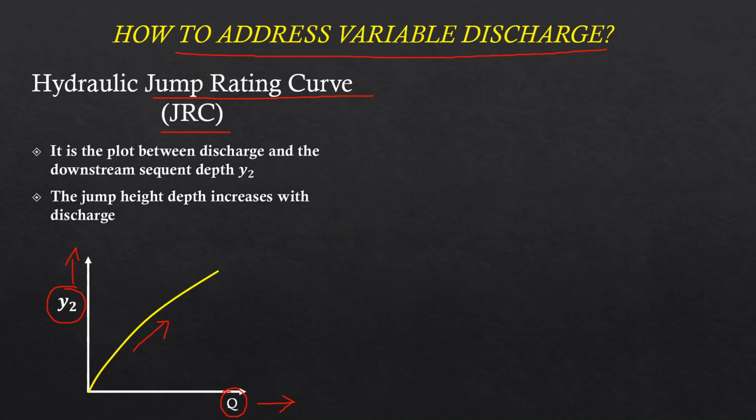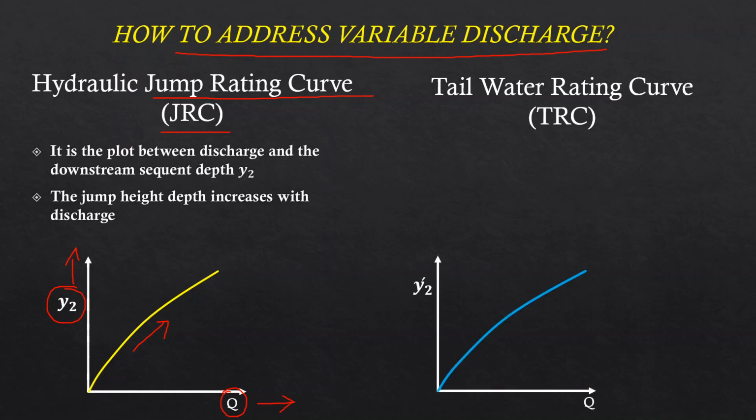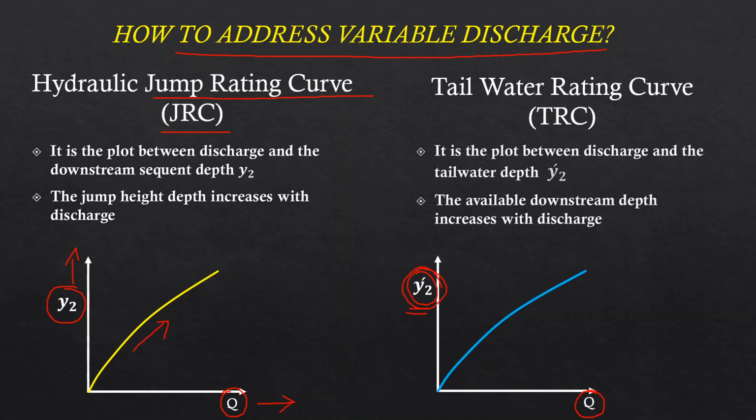The other curve is the tail water rating curve. It will also have a shape like this. Now this is the curve between the discharge and the available depth at the downstream, or the tail water depth. This is not the required depth. This is the depth which is actually available. So it is the plot between discharge and the tail water depth Y2 dash, and it also increases with discharge. Now both of them will increase at different rates. Now we need to compare them.